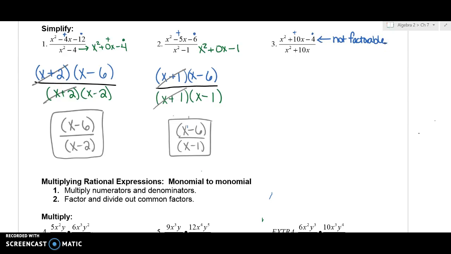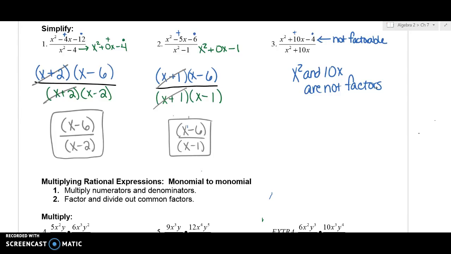Okay, now the reason that we included this example in the notes, I want you to see how you might be tempted to do something that is mathematically incorrect. X squared and 10x are not factors. And I want you to write that in your notes. You can't cross off the x squareds and cross off the 10x's because they aren't factors.